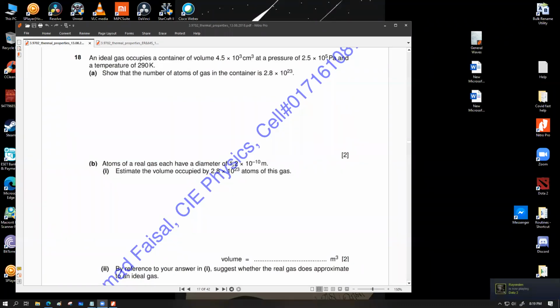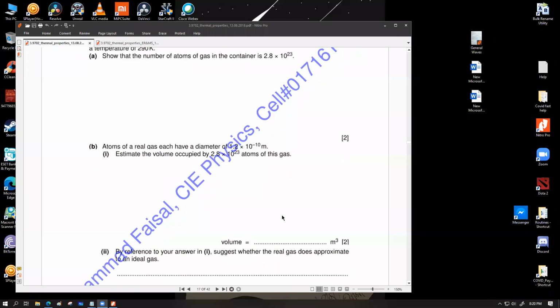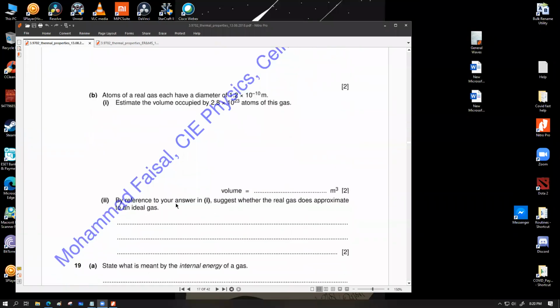So you can consider them as spheres, because they have used the word diameter. So you can find out the individual volume of each gas molecule, multiply it by that number, and you get this. No big deal. Then the question says, by reference to your answer in one, suggests whether the real gas does approximate to an ideal gas. একটু শেষ করি আমি, কোশ্চেন নিচ্ছি, don't worry.